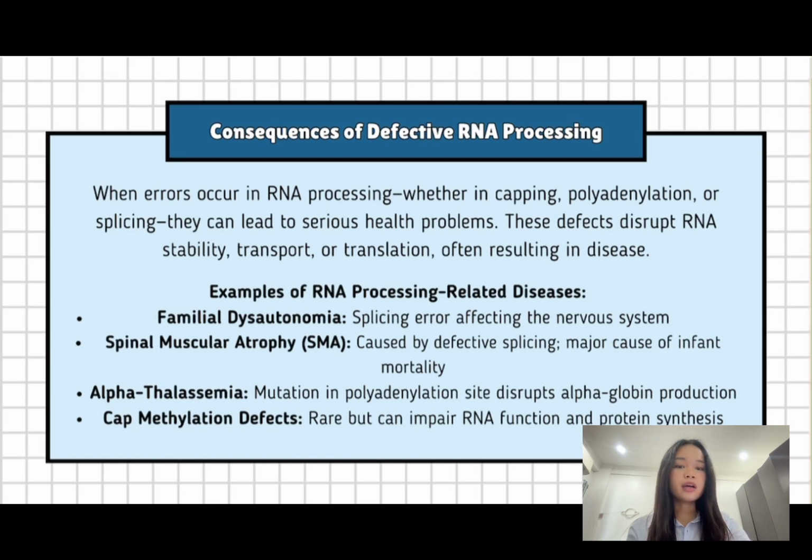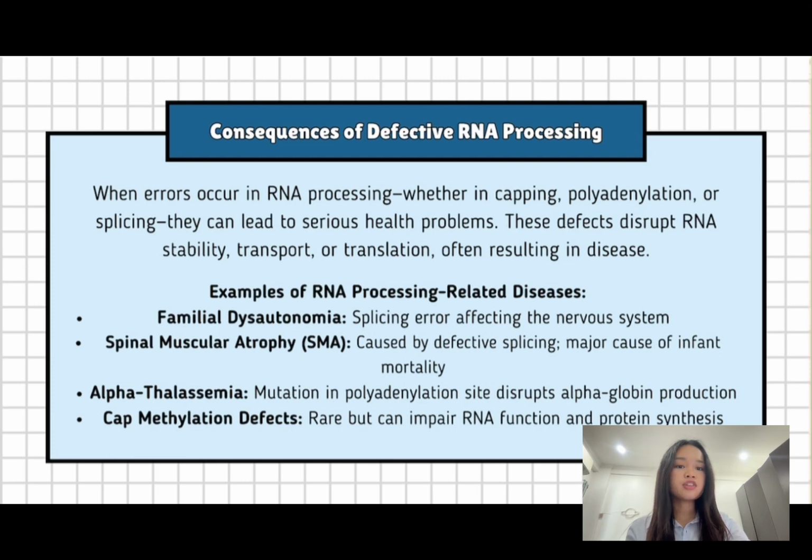Splicing defects are a common cause of disease. For instance, familial dysautonomia is a rare genetic disorder caused by a splicing error that affects the nervous system. Spinal muscular atrophy, or SMA, a leading genetic cause of infant mortality, is often due to a defect in splicing.